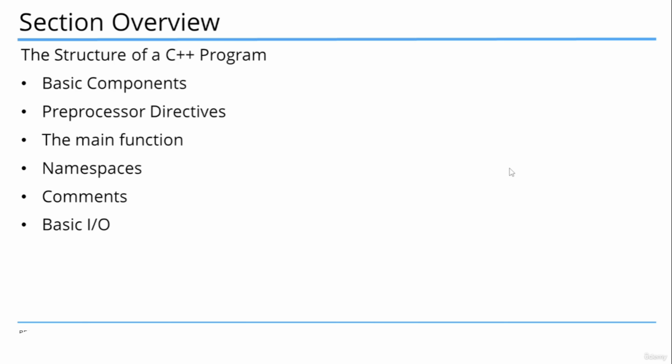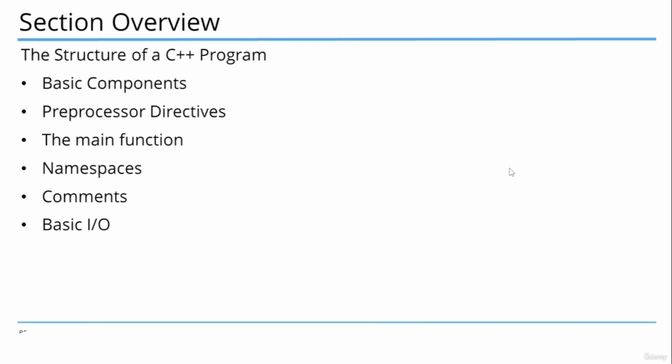These are the statements that begin with the pound sign or the hashtag, and we'll discuss what they do and how they work. We'll then take a look at the main function specifically and functions in general. Then we'll discuss what C++ namespaces are and why we use the standard namespace so often. That's the std word we've used throughout.